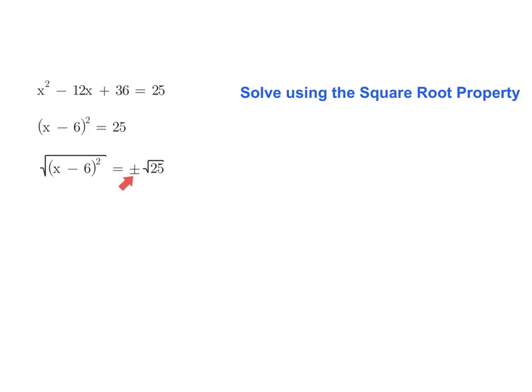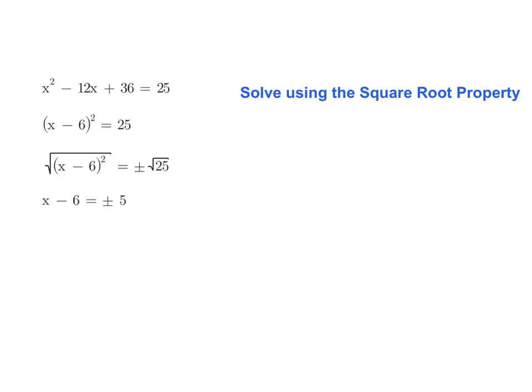And that was in that second video that I emailed out to you for some of those questions that you had to do. Okay? So on this left side, the square root and the squaring cancel, so I'm just left with x minus 6. What is the square root of 25? 5. So here's what this gives me. So I have x minus 6 equals plus or minus 5. And I need to solve for x. So what do I need to do? Yeah. Add 6 to both sides.